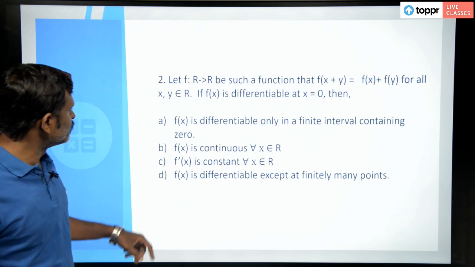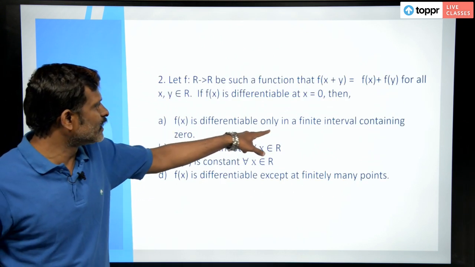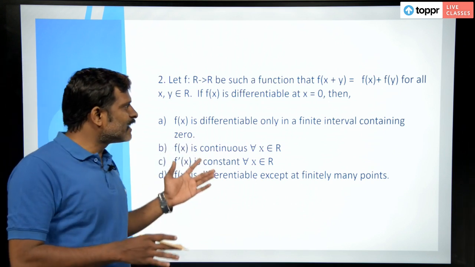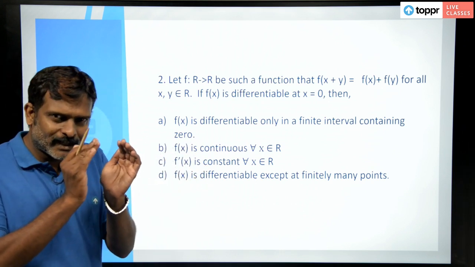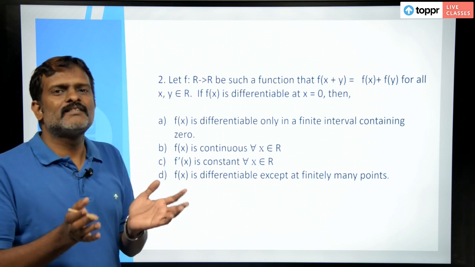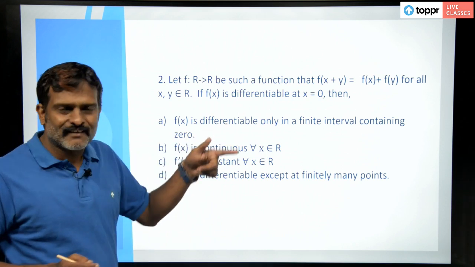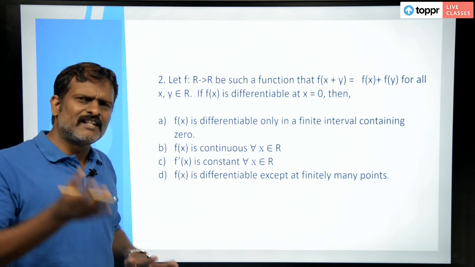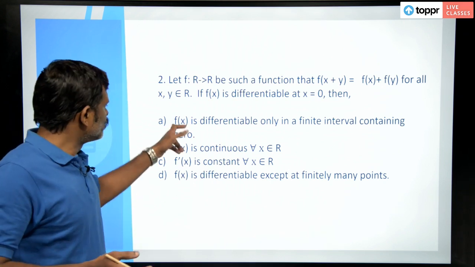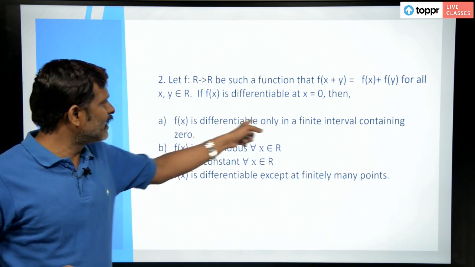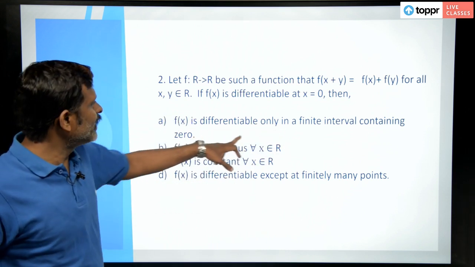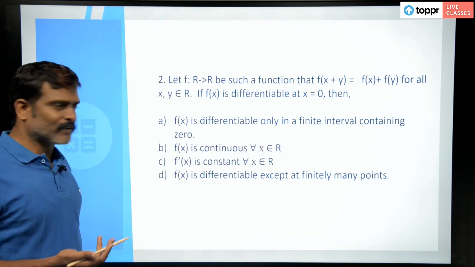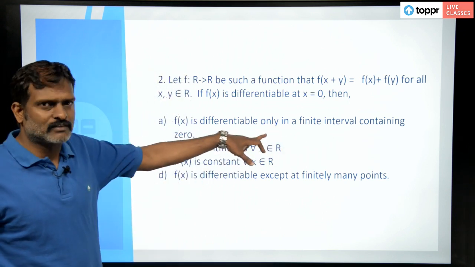Yeah, what are the others saying? "F of x is differentiable only in an infinite interval containing 0." So, it is saying that it is differentiable only in a limited interval, but that is not possible because it is a line which is passing through the origin and it is differentiable everywhere. So, condition A is ruled out because it says only at finite intervals containing 0. You need not check for that, that is false straight away, right.